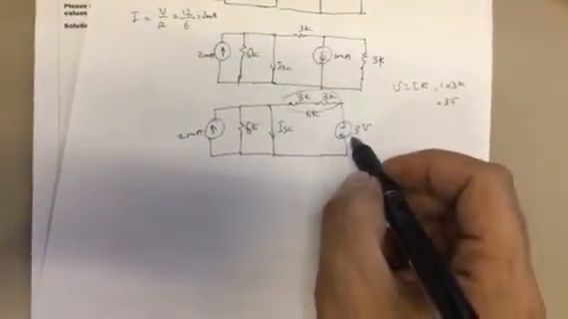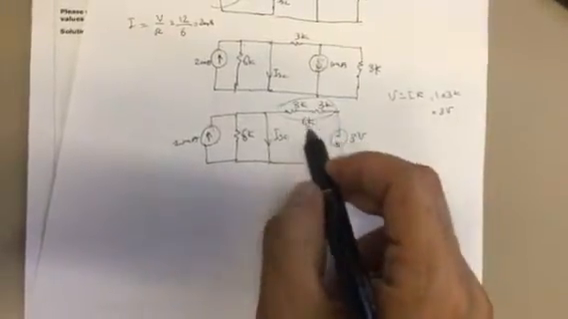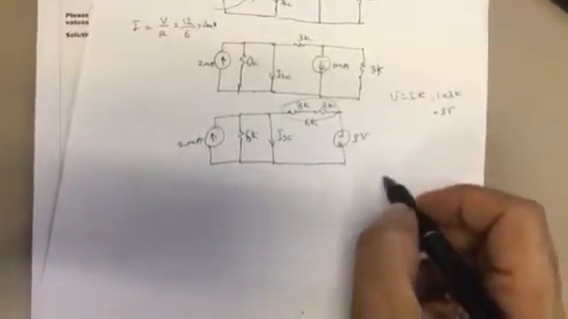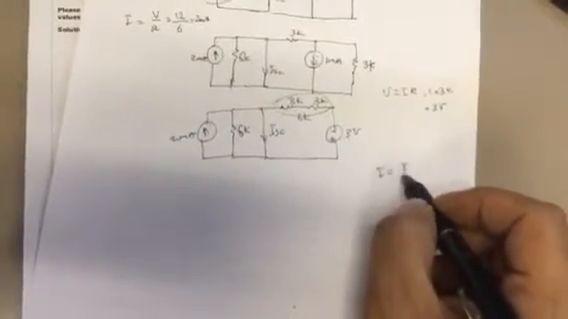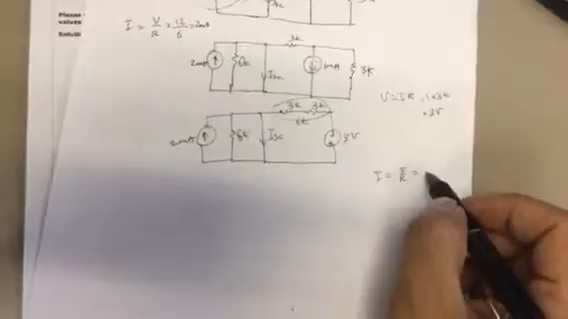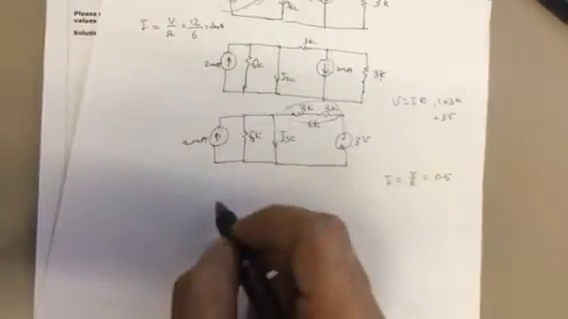The third transform is actually going to be changing this 3 volts and 6K to another current source. In order to do that, my current source I is going to be V over R. So this time my I is going to be 0.5, and make sure that you put it downwards.